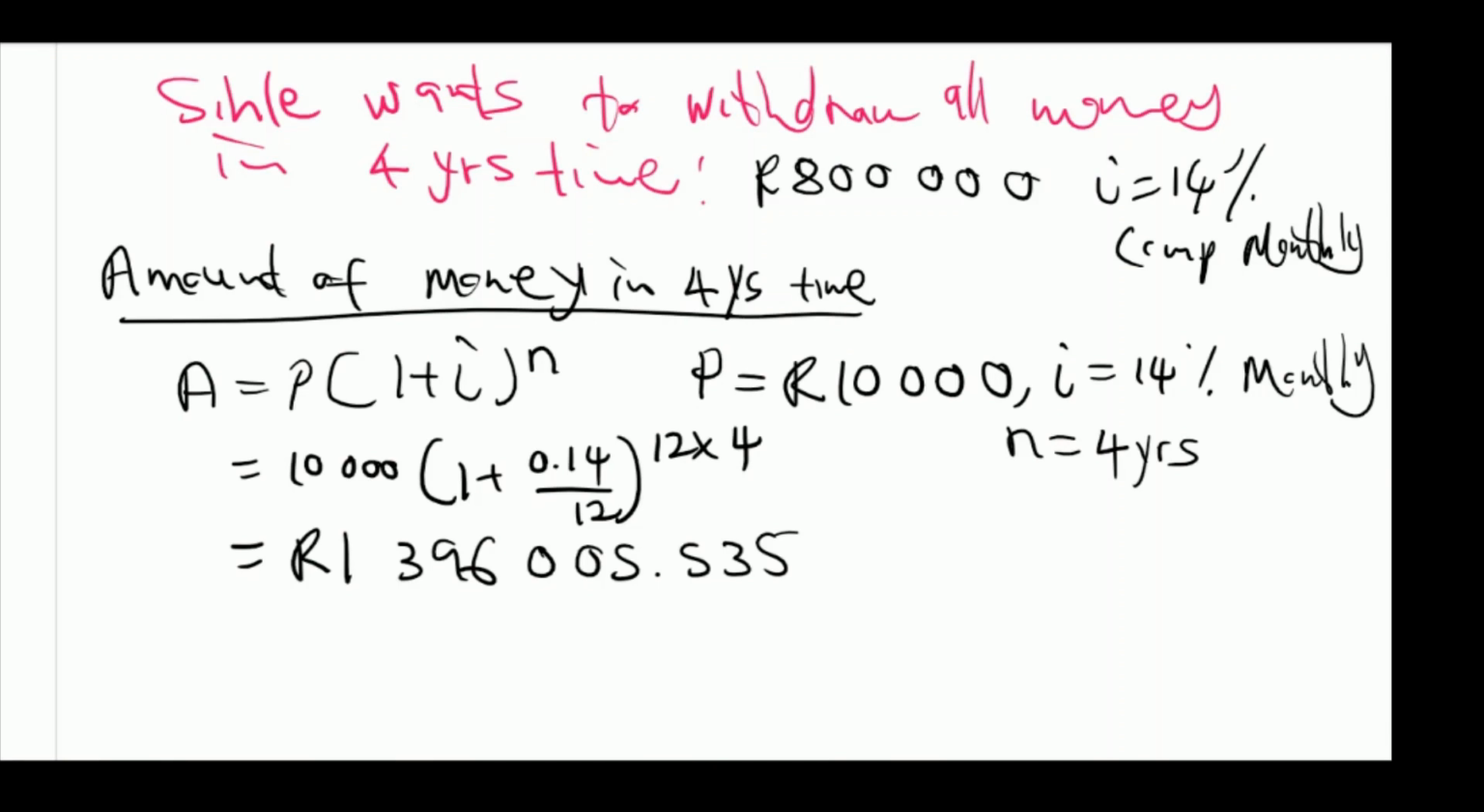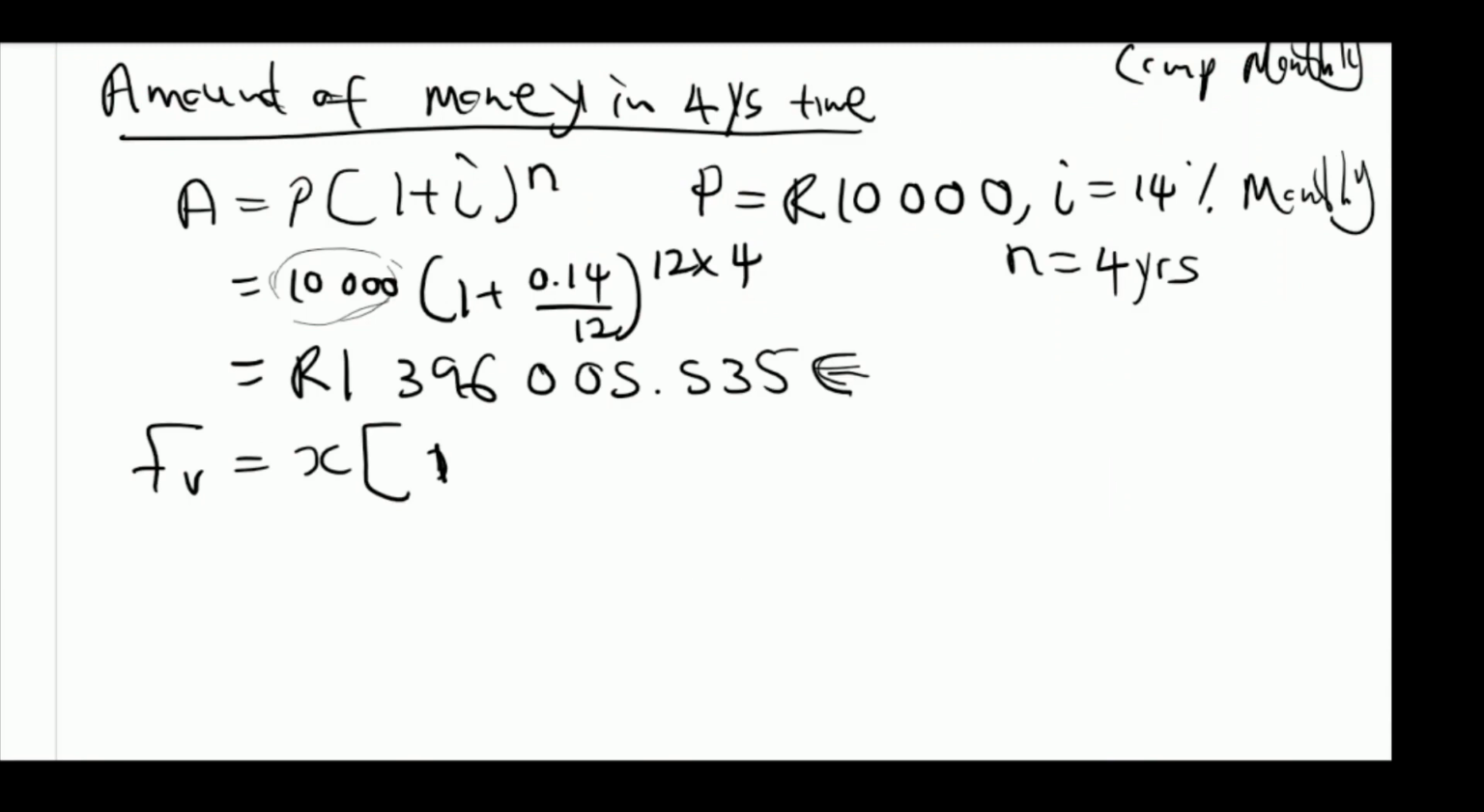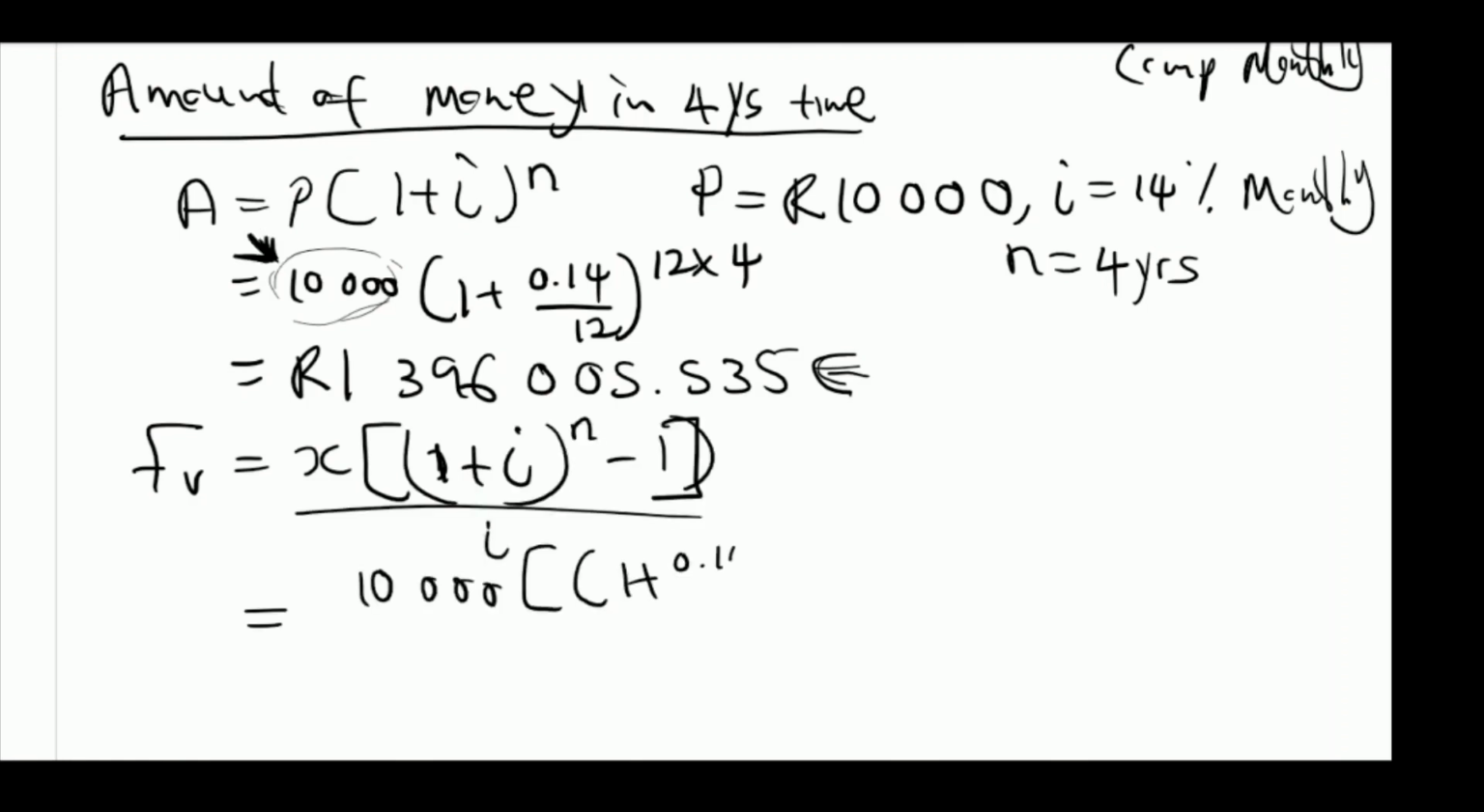But we want to know how much money will be in the account in 4 years, right? So this would be the total amount, and then we will use our future value annuity formula. The reason why we're using this formula now is because we want to know the future value of money into the account as we are making these withdrawals of 10,000 rands, right? How much will there be in the account? So it's going to be 10,000 into 1 plus 0.14 divided by 12 to the power of 12 times 4, which is 4 years, minus 1, divided by 0.14 divided by 12.